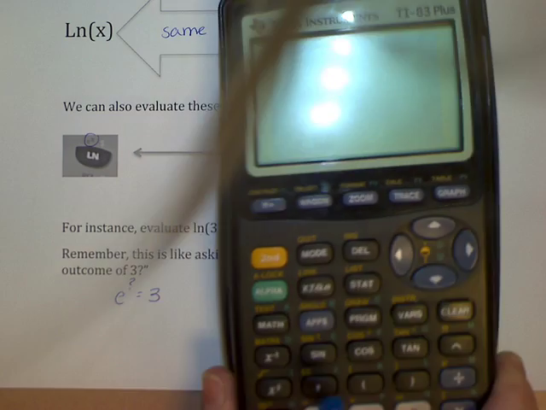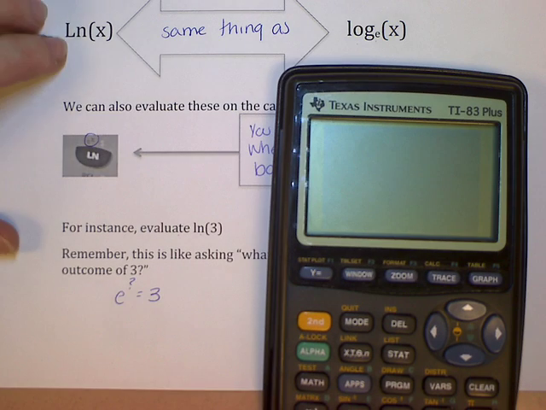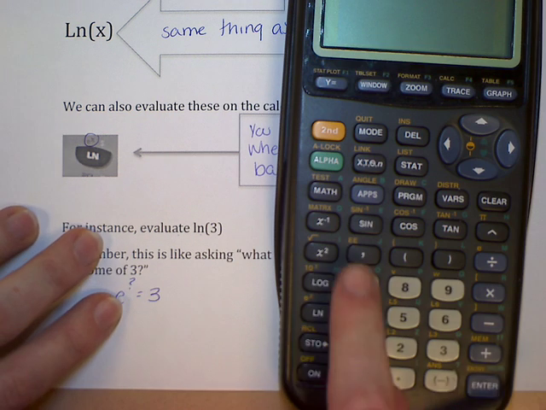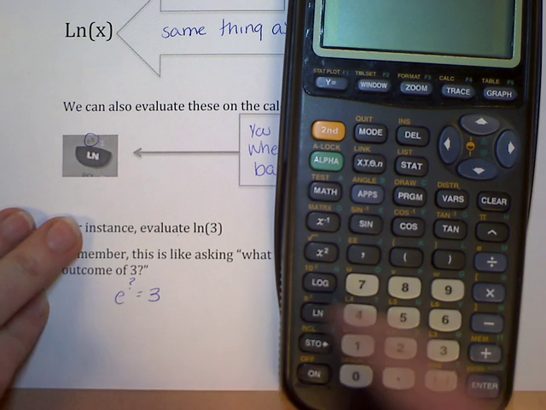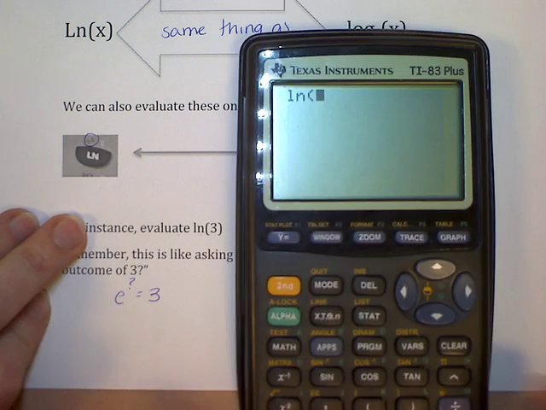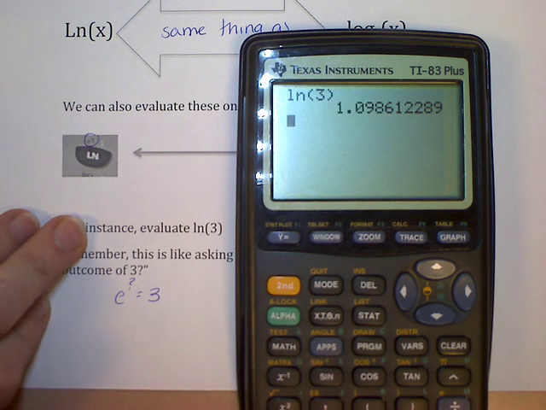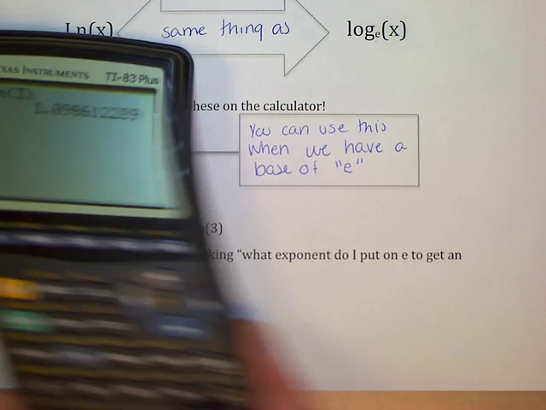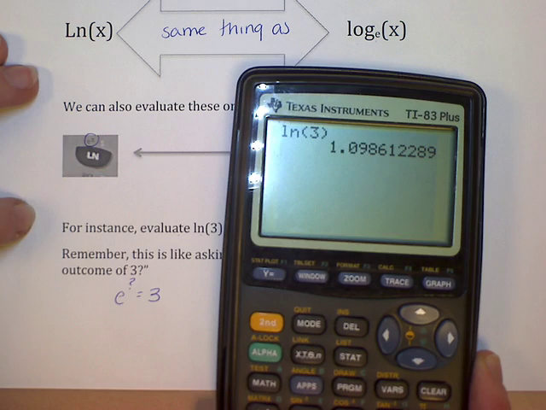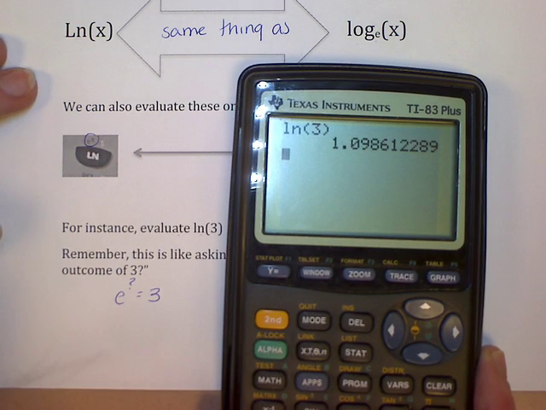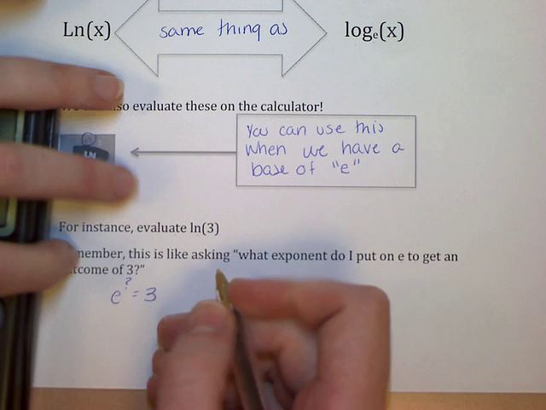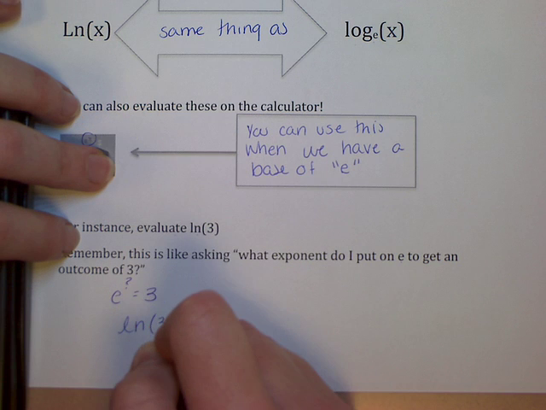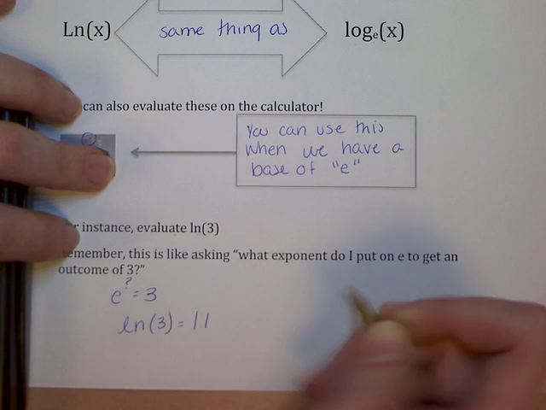Alright, I have mine here, and to type this in, you'll just hit ln, show you where that button is. Just hit this button right here, ln. Okay, we put in the 3. And that means that we would need an exponent of around 1.1. Okay, so ln of 3 equals 1.1, about.